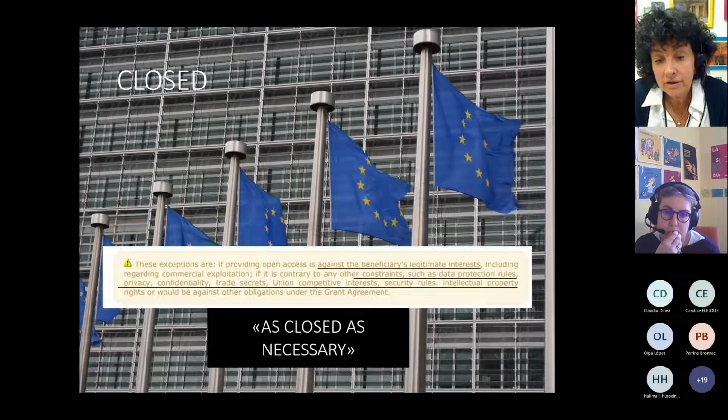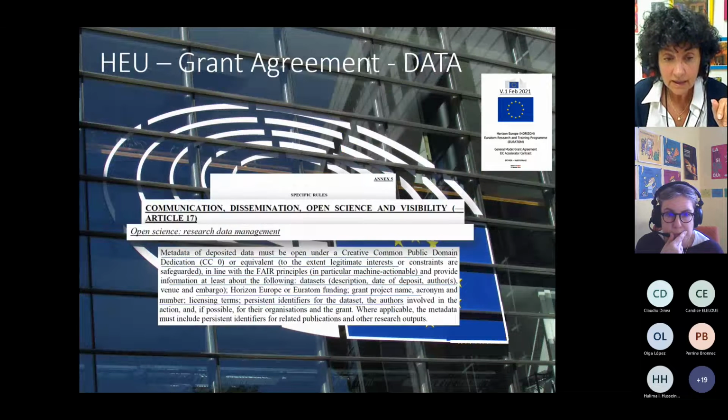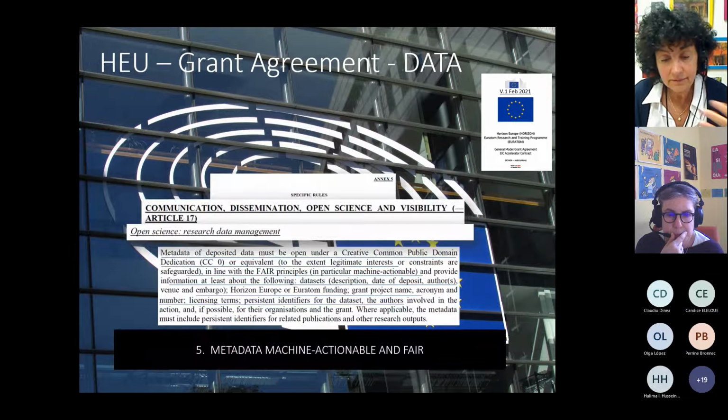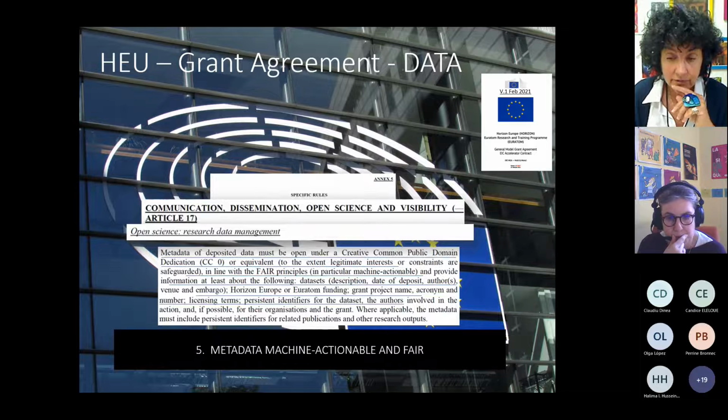Here you find the reasons in the annotated model grant agreement. Again, data protection rules, privacy, confidentiality, trade secrets, Union competitive interest, security rules, intellectual property rights, meaning patents, and so on. So these are the only valid reasons to keep your data closed. If not, everything should be open by default. Again, metadata should be machine-actionable and FAIR to enable the harvesting by OpenAIRE, but that was the same also in Horizon 2020.